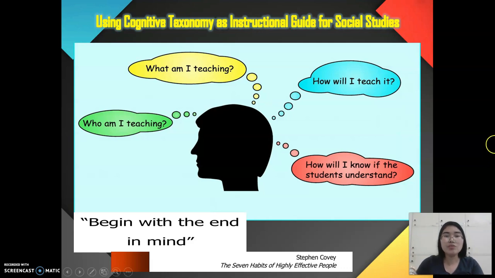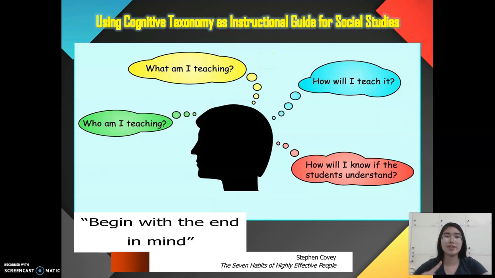So, of course, in the planning of instruction, what am I teaching? You need to consider the content, the subject matter. How will I teach? That refers to the approach, your strategies, your methods, your techniques, as well as the different activities you're going to integrate in a specific lesson. And how will I know if the students understand?